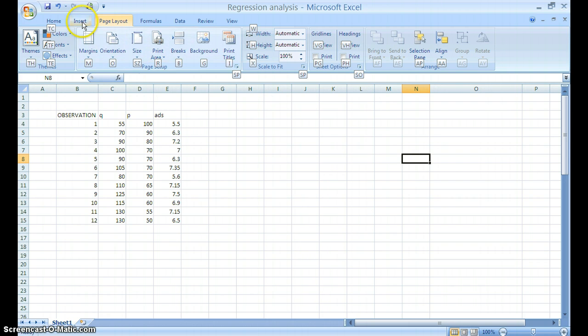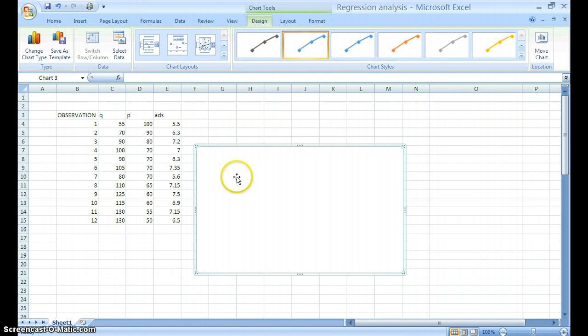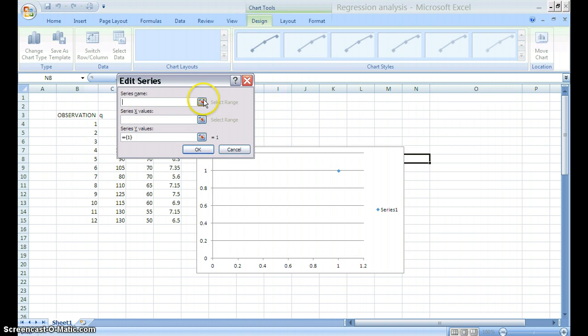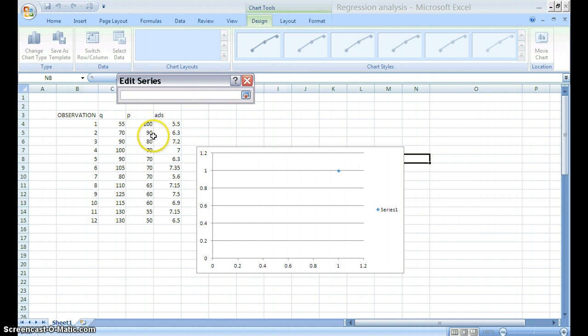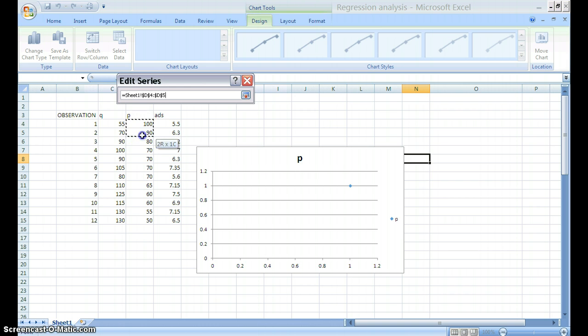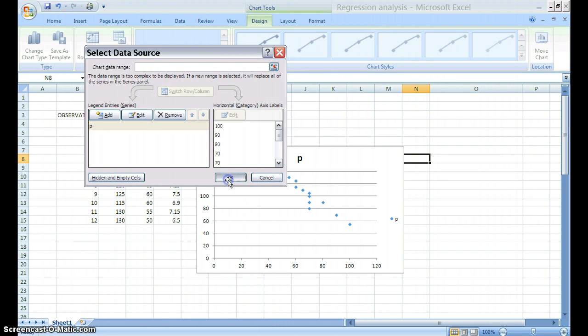You can create a scatter diagram like this and add in the data points. Now the data we want for the X value on this occasion is going to be price. There's the data I put in there. There's the vertical axis, and I get this smattering of data.